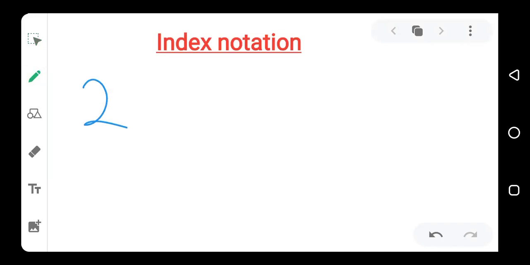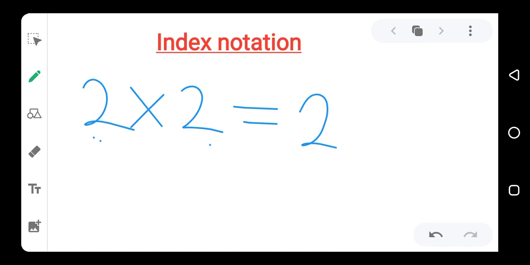2 times 2, to show that 2 is coming 2 times, we write it as 2 raised to power 2. That is, we count the number of times this 2 is coming, which is 2. We have 1, 2. So we say 2 raised to power 2.